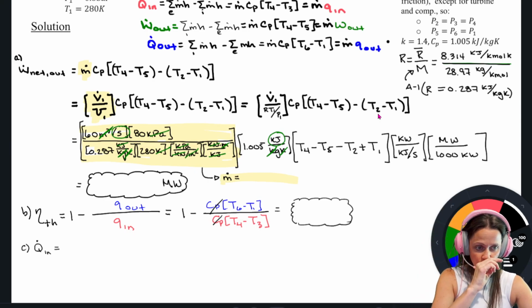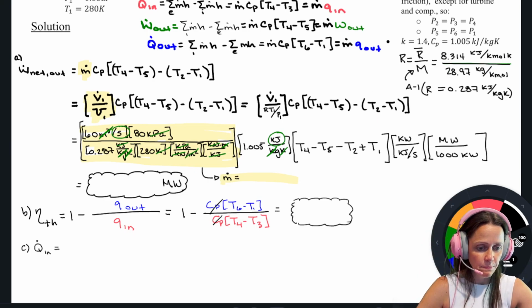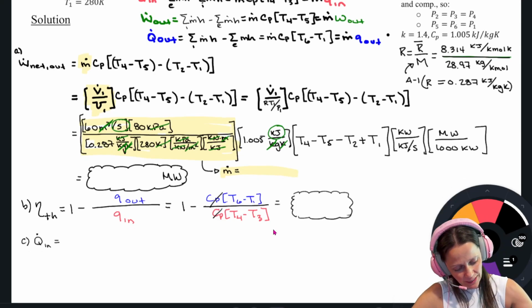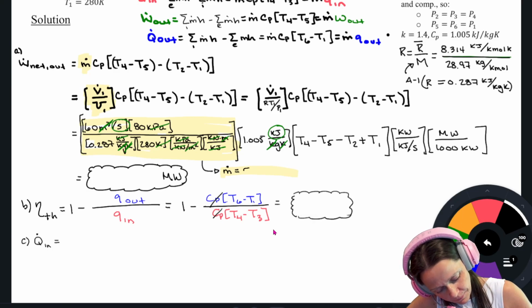Get a value for that if I have it. If I don't, then I'll calculate it right now. Okay, and I got it. So I have a value of 59.73, and this is going to be in kilograms per second.